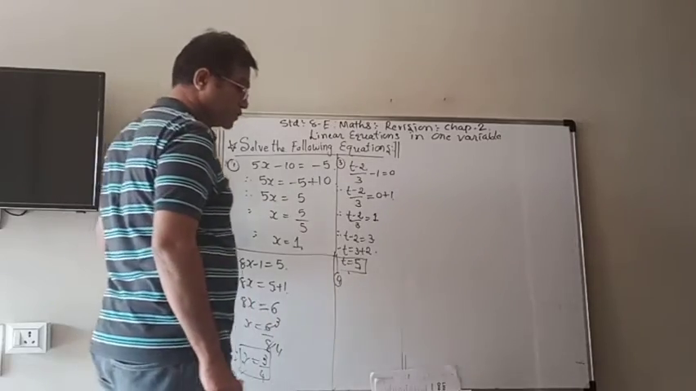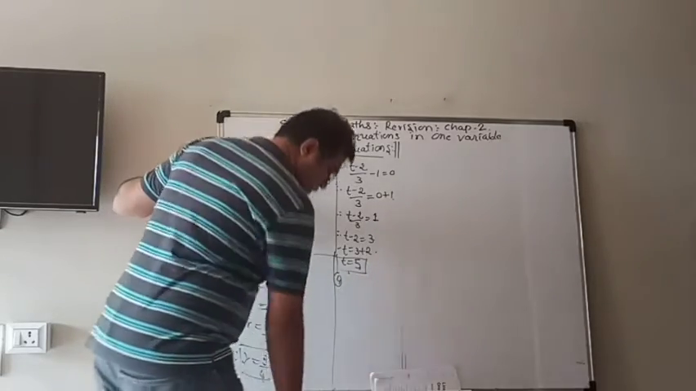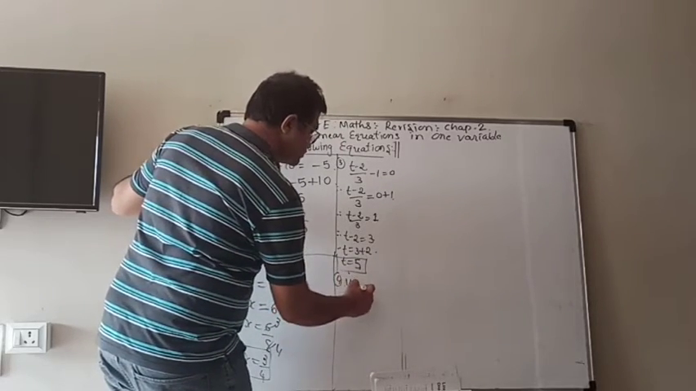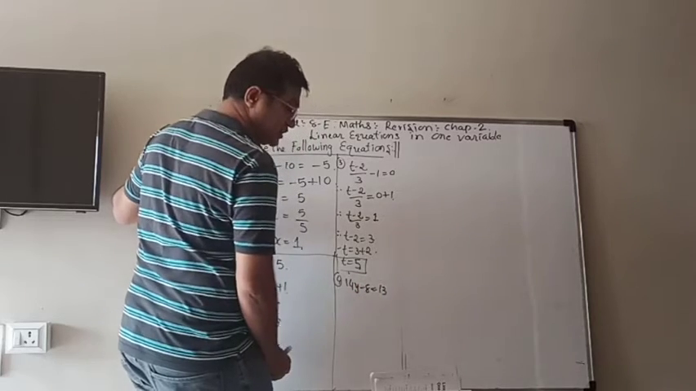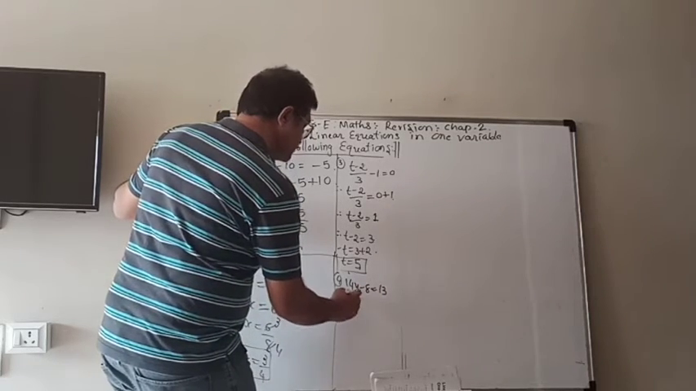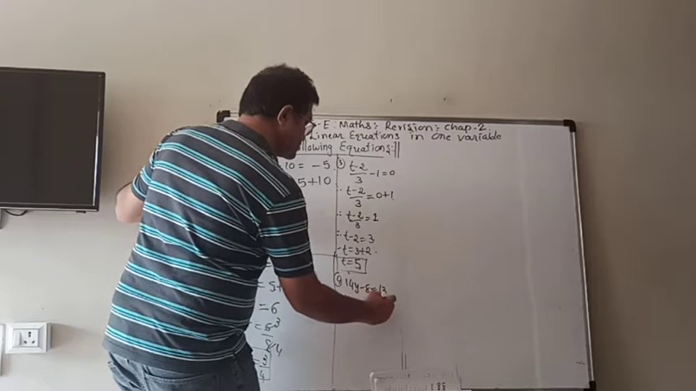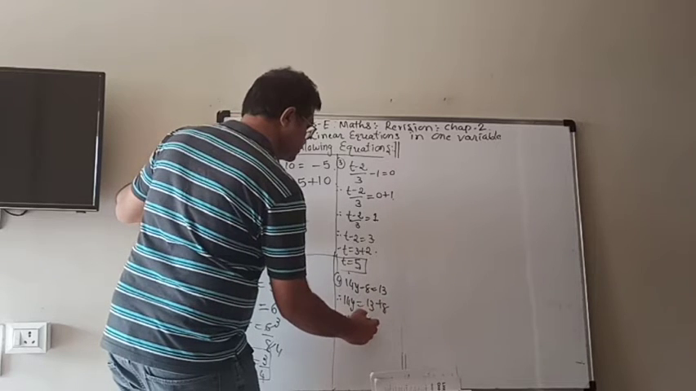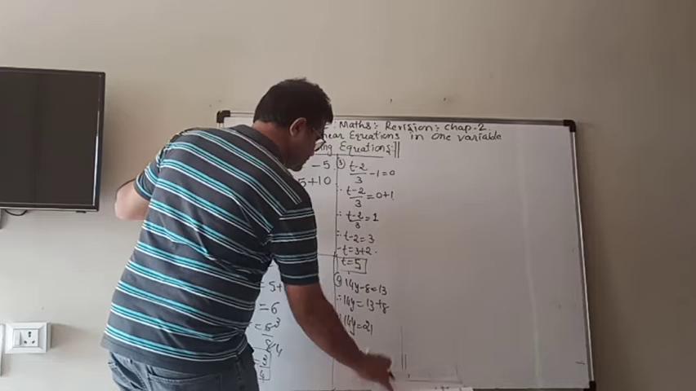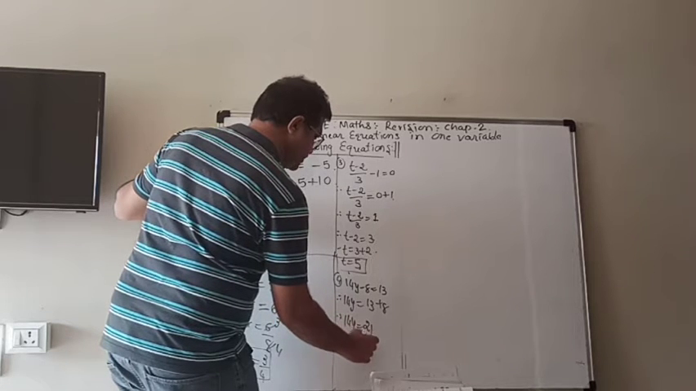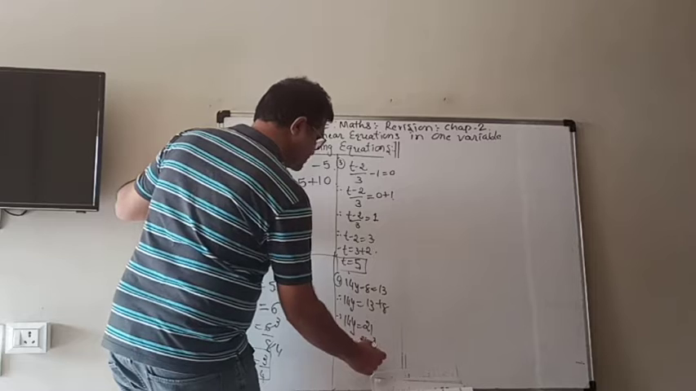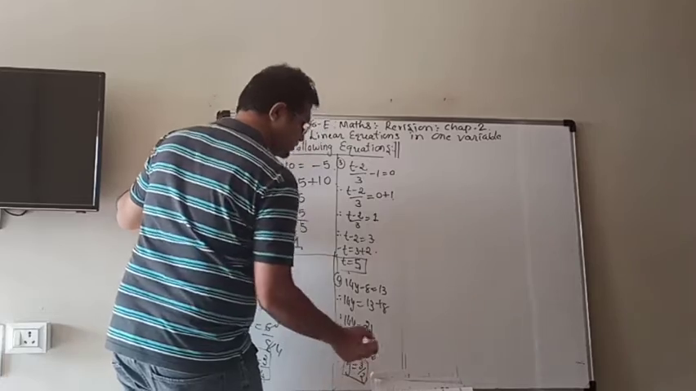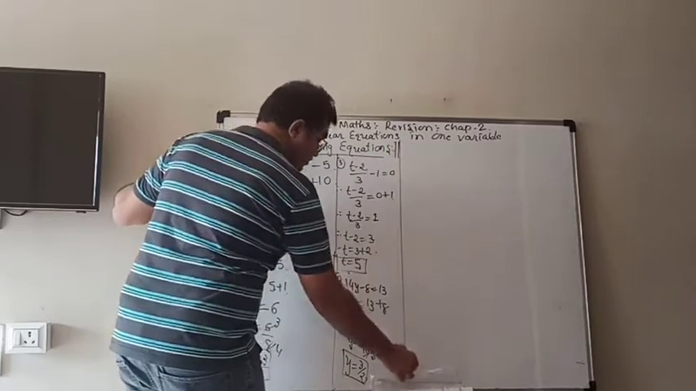Fourth one. 14y minus 8 equals 13. So 14y is equal to 13 plus 8. So 14y is equal to 21. So y is equal to 21 upon 14. 7 3s are 21, 7 2s are 14. So y is equal to 3 by 2, or you can convert into mixed fraction also, not a problem.